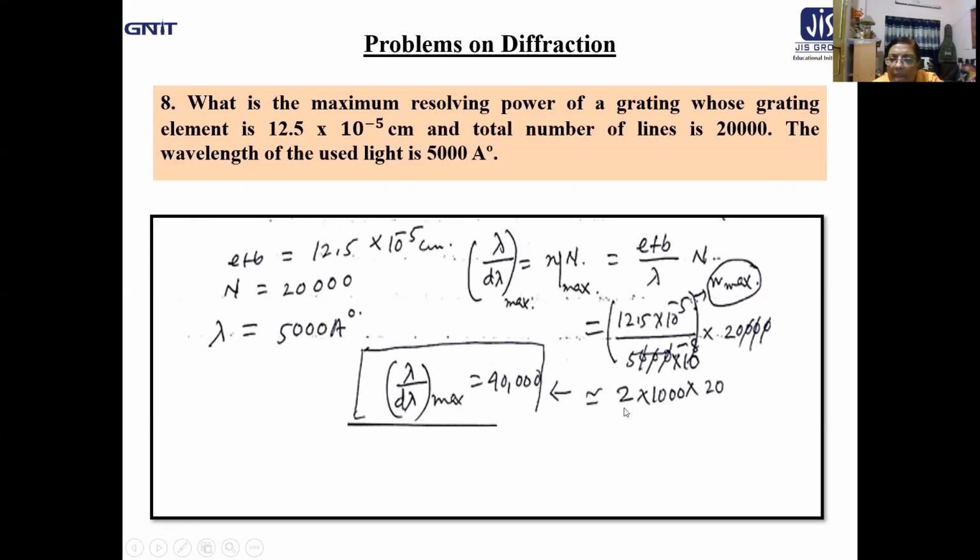Whole number n max equal to 2 from this factor you will get, because 12.5 by 5 means it will come out 2 point something. Okay. So what about the maximum observable order? Whole number is 2 that we are getting. So 2 into 20 into 1000 from here. So we will get 40,000. So maximum resolving power here is coming out as 40,000.